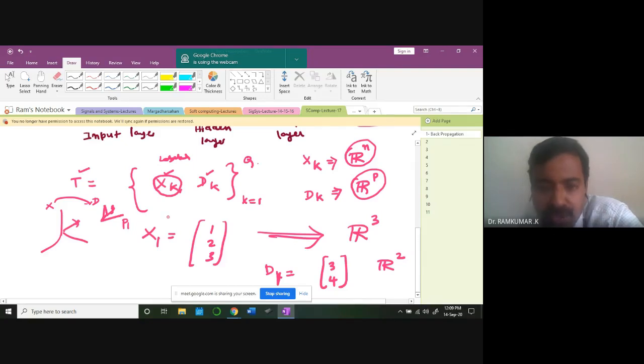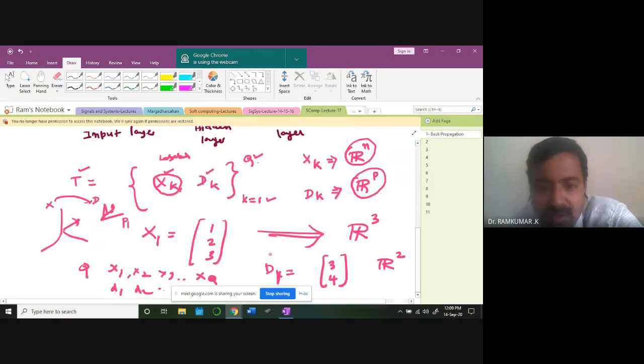Look at the notation carefully. We have K equal to 1 to 2, so you have a few such patterns: X1, X2, X3, like that, up to K, and D1, D2, up to D. Is it all right? Can you see the data set clearly?